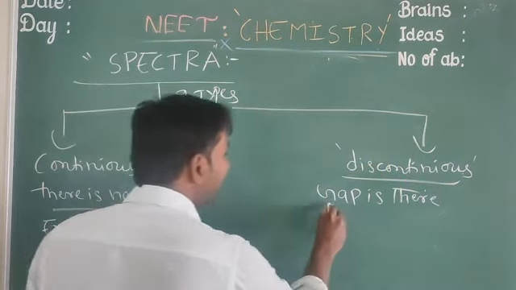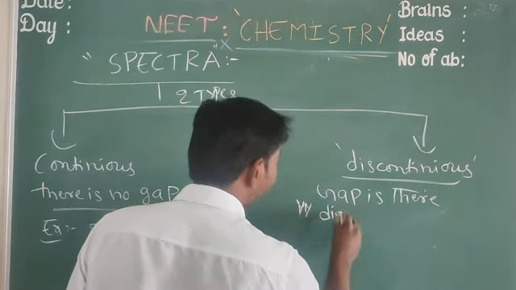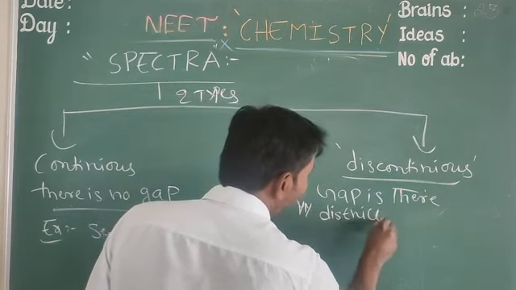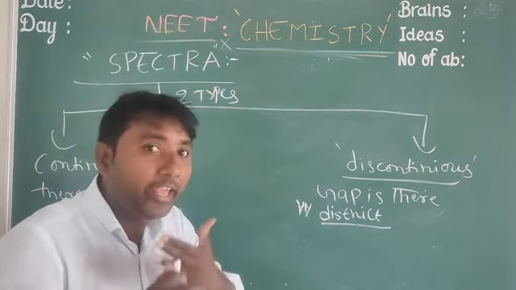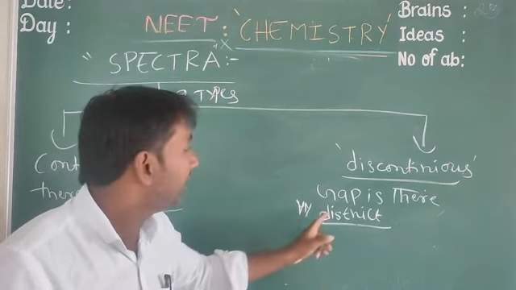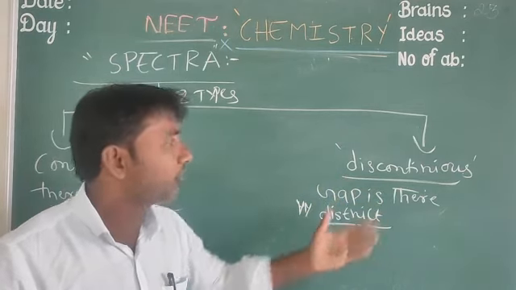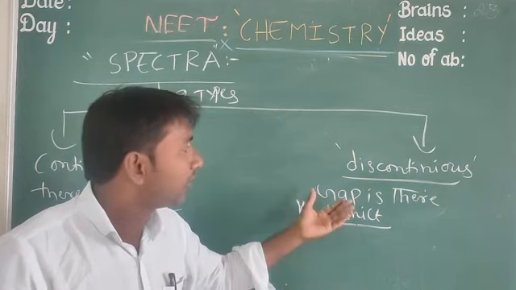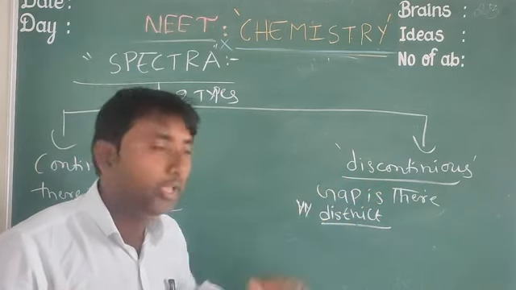This is distinct. Distinct means we can easily separate from one to another. We can easily differentiate from one to another. That is called distinct. Generally, there are many examples for discontinuous spectrum. So nowadays, in regular life, all colors are examples of discontinuous spectrum.